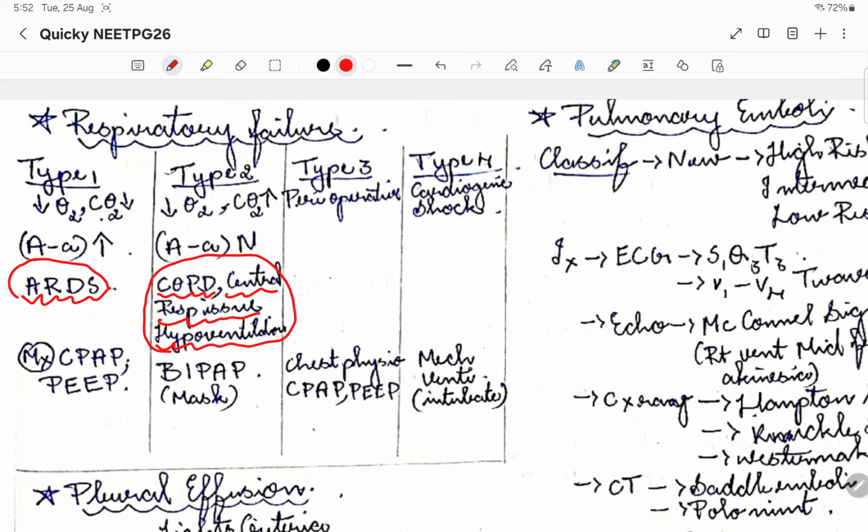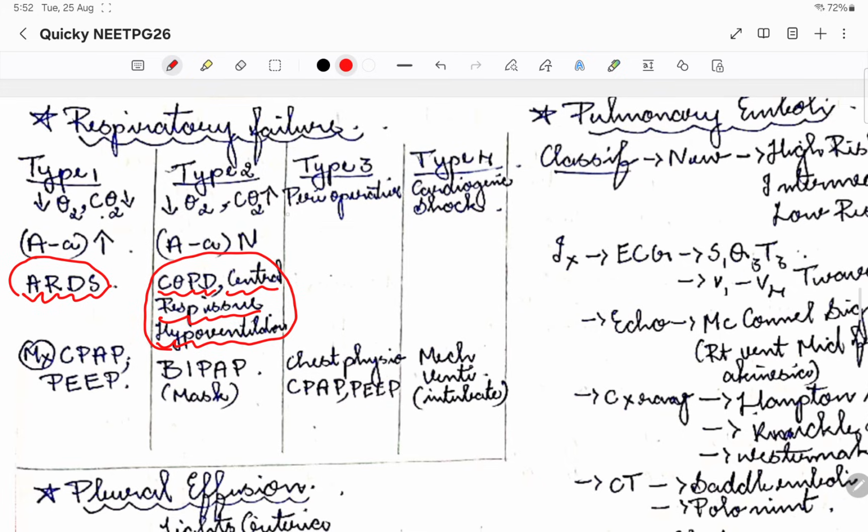Okay, so the third type is perioperative, because of some operative issue during the surgery. If the lung fails then, it is going to be type 3, whereas cardiogenic shock leading to respiratory failure will be called type 4. Okay, so each has different management. Okay, so let us see one by one.